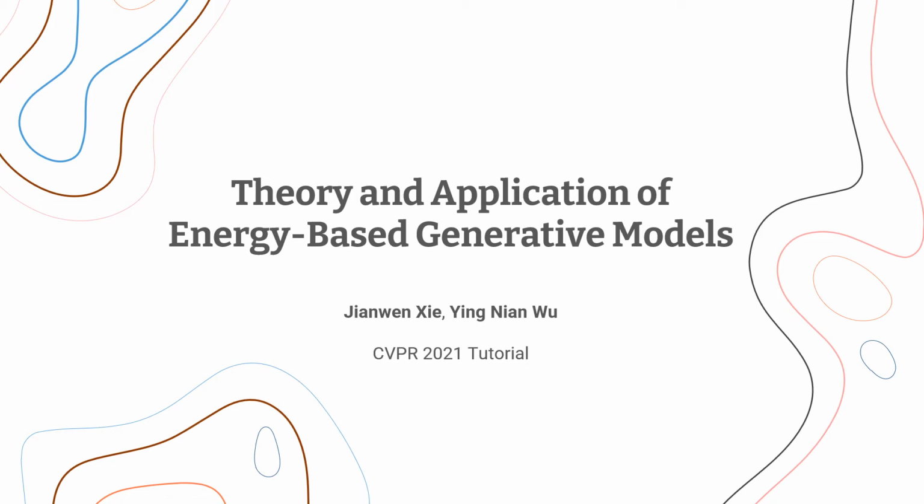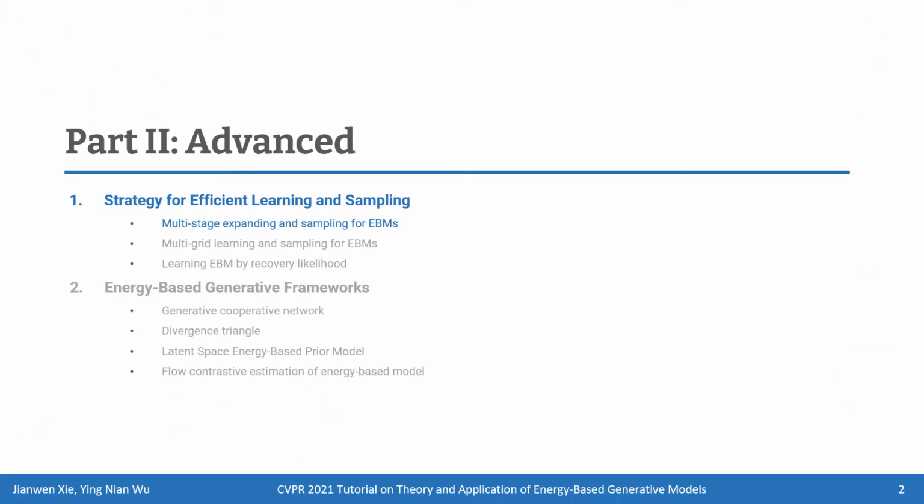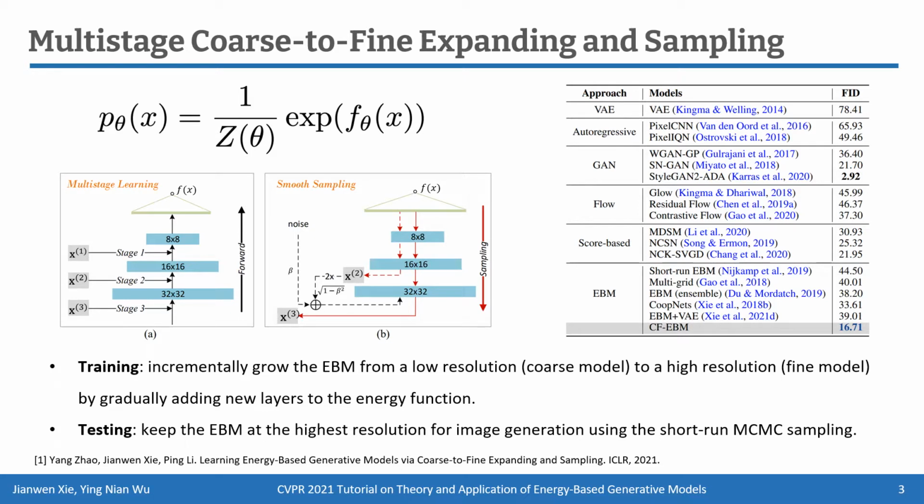Welcome back. We now begin the second part of this tutorial. First, we shall present strategies for efficient learning and sampling of energy-based models. The first method is a multi-stage coarse-to-fine expanding and sampling method.